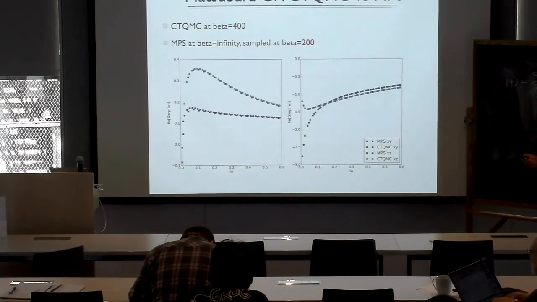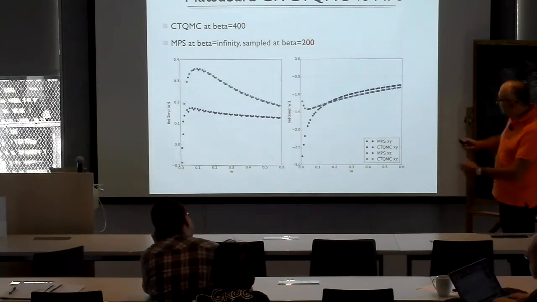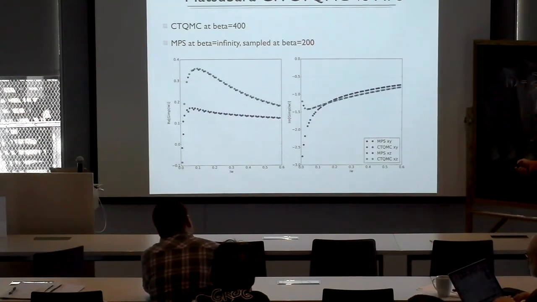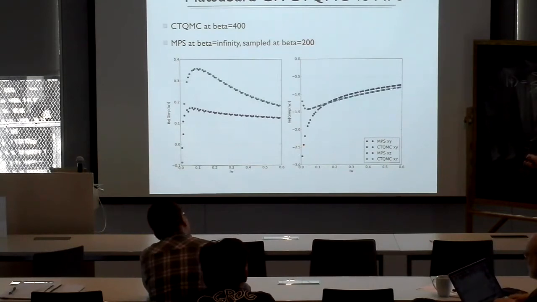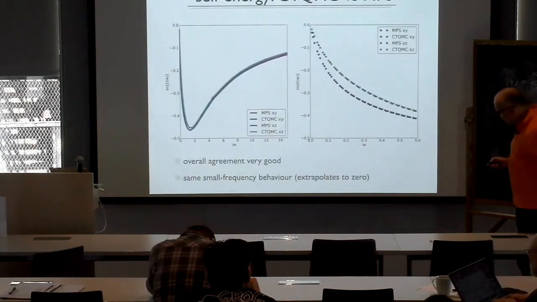CTQMC was done at beta equals 400, really. We did it at infinity, but sampled at beta equals 200, which has the nice advantage that the data points interlace, and you can more nicely see how they sit on top of each other. What you observe is that the agreement on the real axis is very good, but not optimal. This probably has to do with some stuff we did to the chemical potential. If we look at the imaginary part, the agreement between the CTQMC calculation and the MPS calculation is very good.